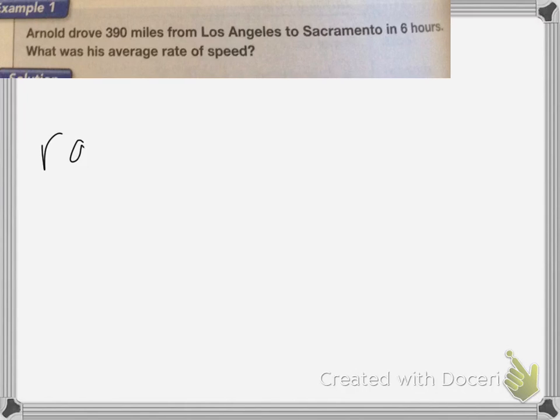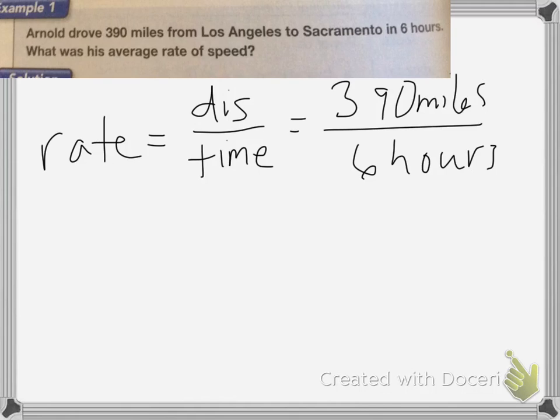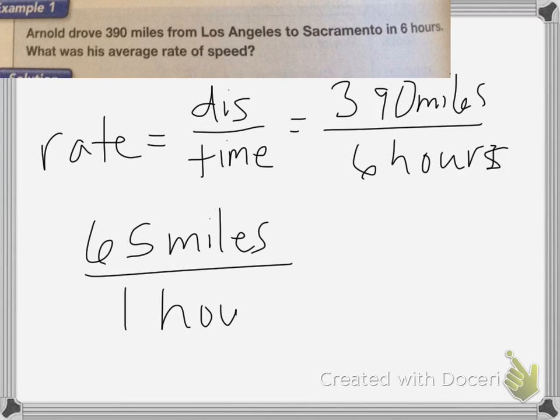So rate equals distance over time. Okay, so that's going to equal 390 miles over 6 hours. Now, if I reduce that, I end up with 65 miles in 1 hour, because I can divide both top and bottom by 6. Okay, so he drove at an average speed of 65 miles per hour.